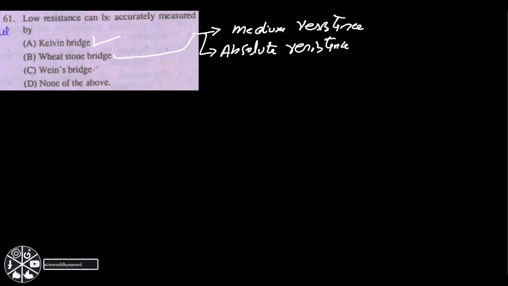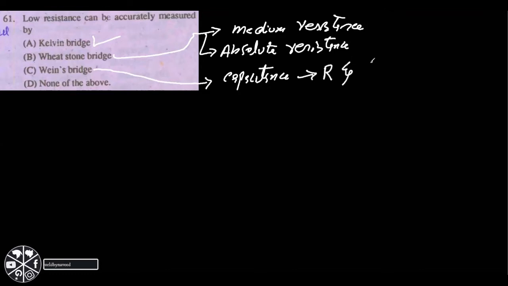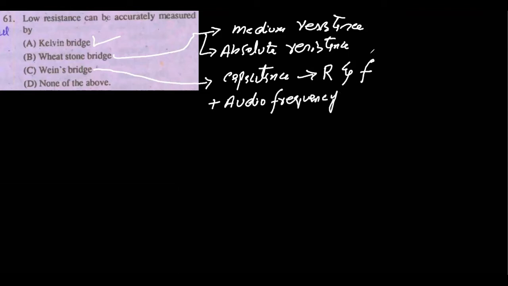We have another bridge, that is the Wien bridge. So Wien bridge is used for the measurement of capacitance in terms of resistance and frequency. It also measures the audio frequency. Okay, audio frequency can be measured using the Wien bridge.